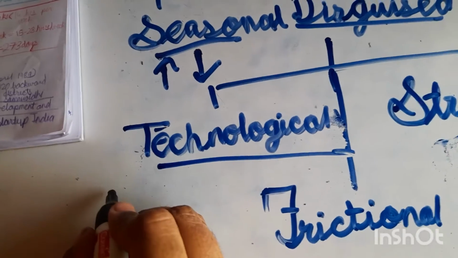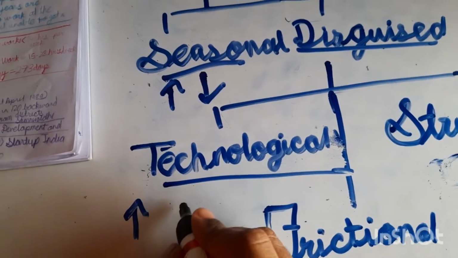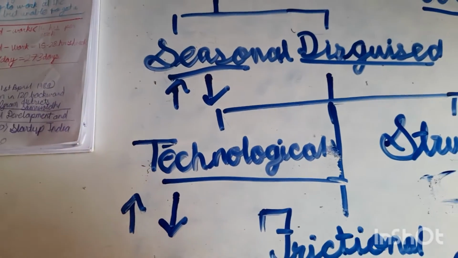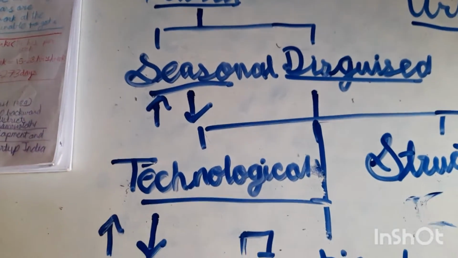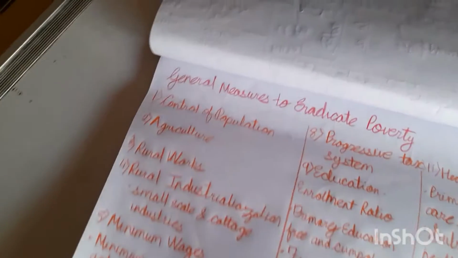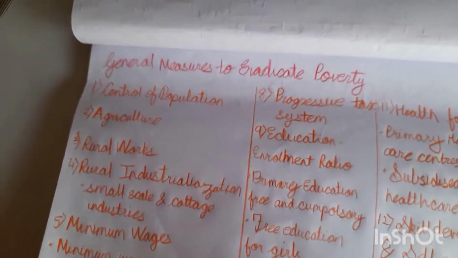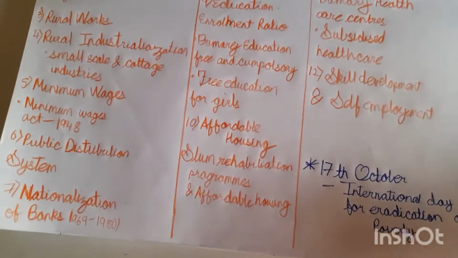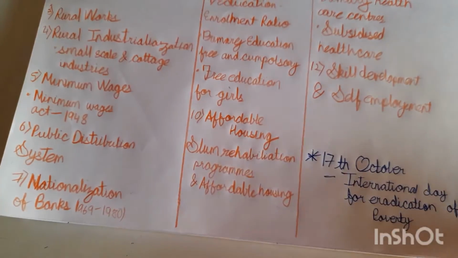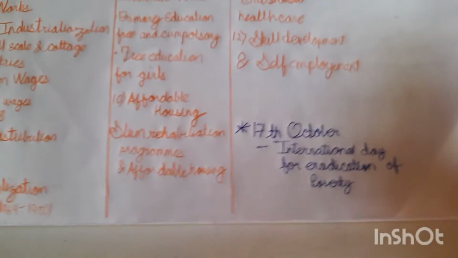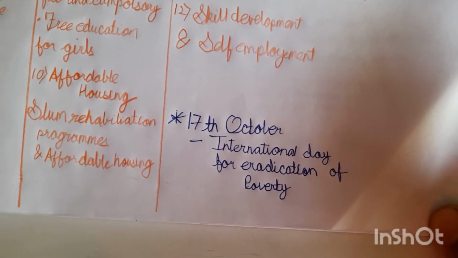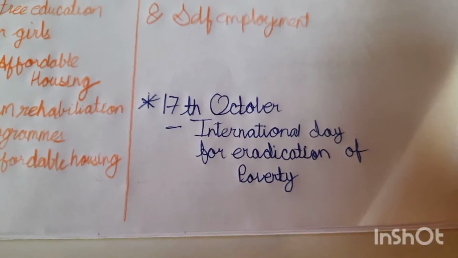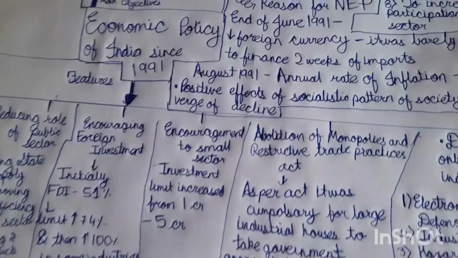Technological. Technology is getting updated, but our labor force remains unskilled. General measures to eradicate poverty. These points are directly given in the textbook. I have just noted them down point wise, that is the keywords or the headlines, so that I can learn them easily. 17th October. This is an important date mentioned as it is the International Day for Eradication of Poverty.